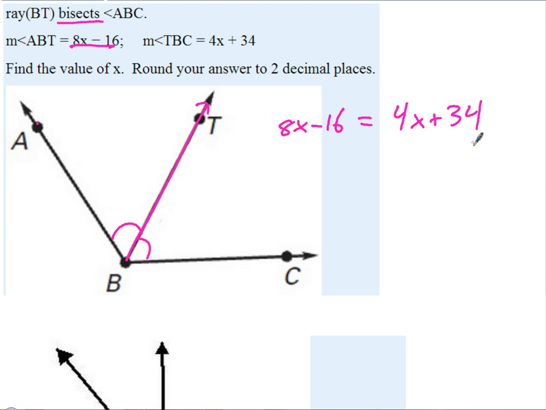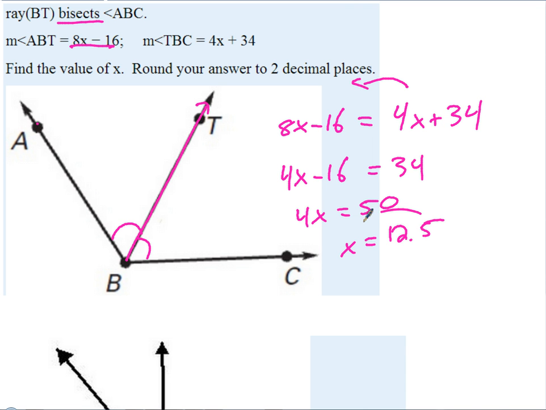And from there, it's a piece of cake. From there, people generally are fine. It's just a matter of isolating x. Now, real quick, what would I do to isolate x here? Go ahead. Subtract 4x. I want to push the x's that way, so subtract 4x. Add 16. So is that 50? And then divide by 4. There it is. Okay, no big.